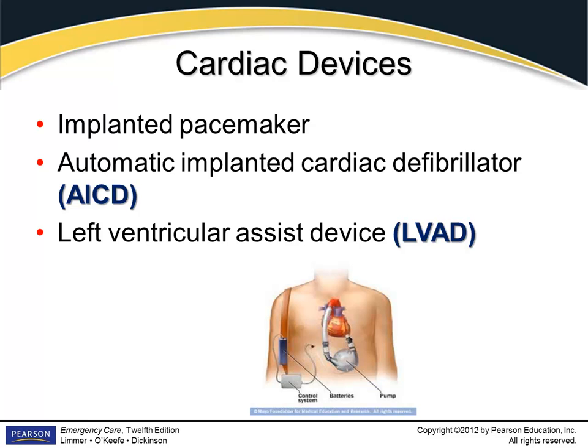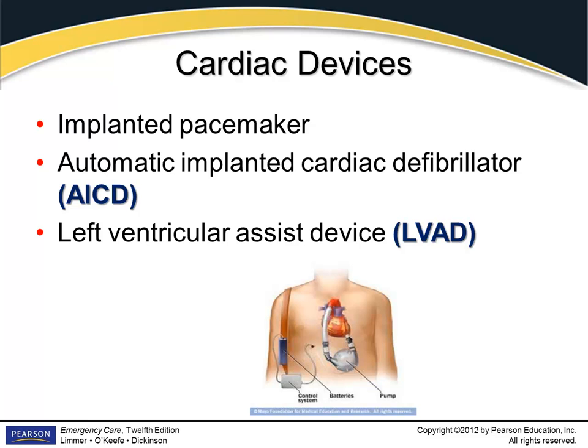They might also have an implanted defibrillator. If you had a patient that has gone into cardiac arrest before, it's a good chance they'll put a defibrillator in there. If they have a patient that goes into ventricular tachycardia, then they may implant an automatic implantable cardiac defibrillator in there. So a lot of your patients may have that, AICD.